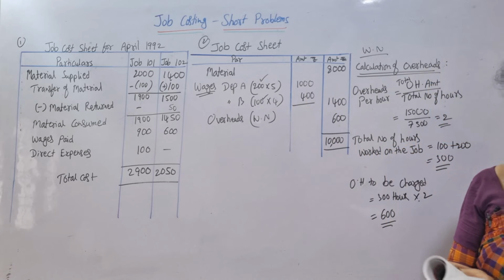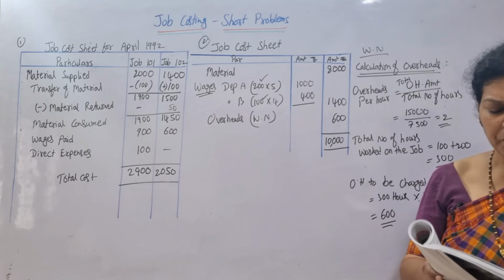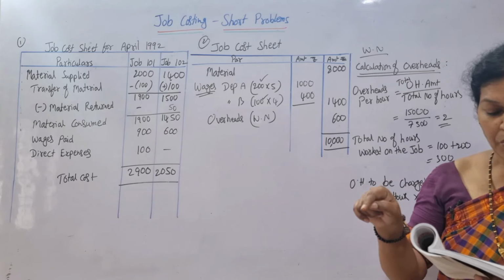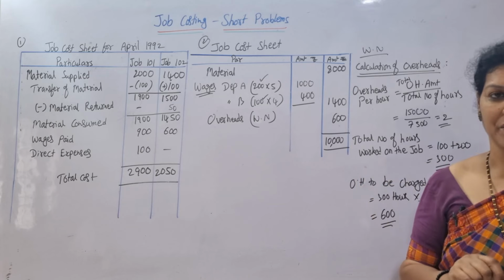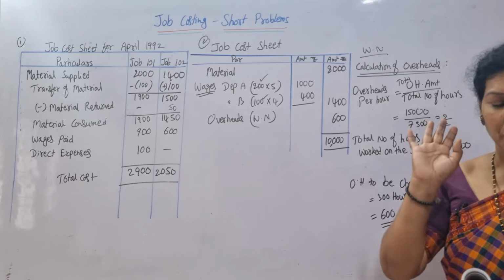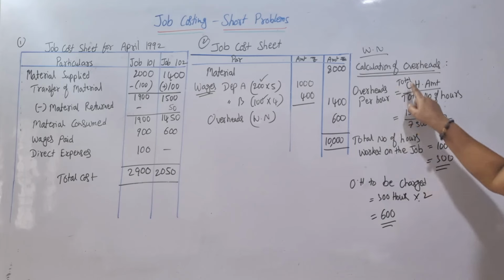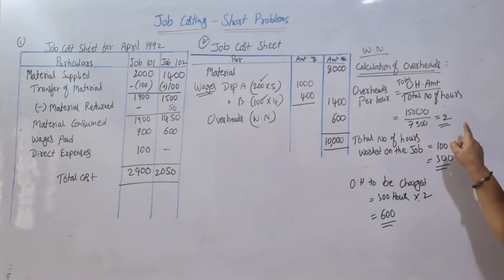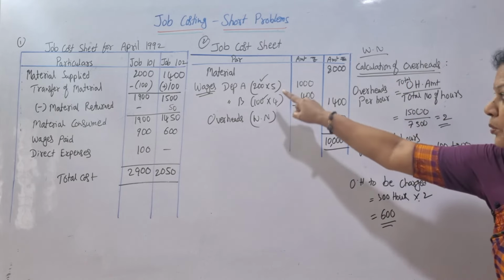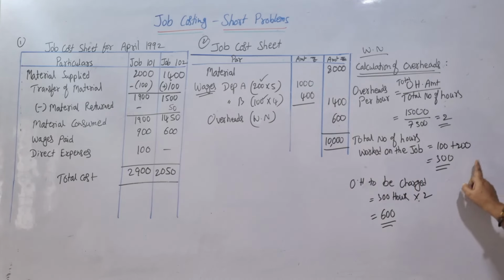Now coming to overheads also. What they said: the overheads of the factory amounted to 15,000. Total amount is 15,000, and it is for 7,500 total hours of the department. That is 15,000 divided by 7,500. So we are getting per hour overheads as 2 rupees. Total number of hours worked for the job is 100 plus 200. It is 300.